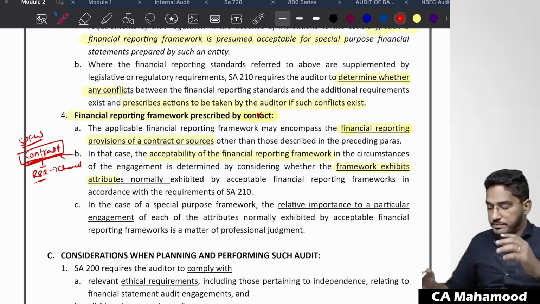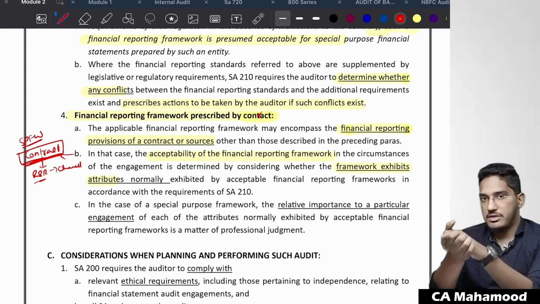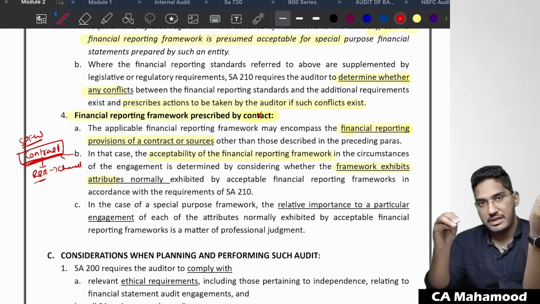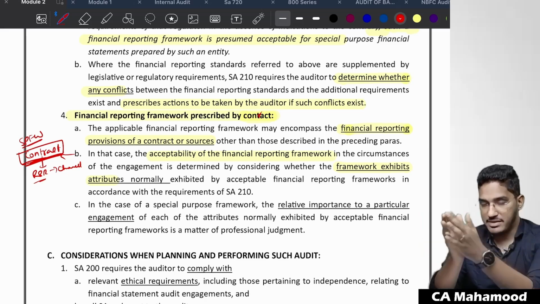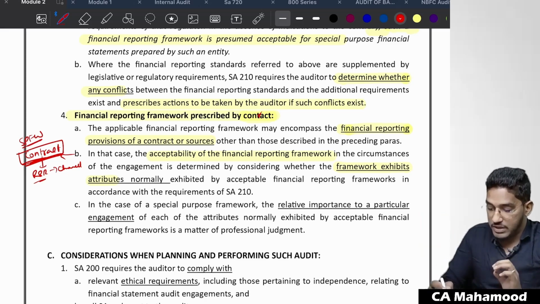Let me put it this way. Generally we expect some characteristics to be there in the applicable financial reporting framework. If those characteristics are also there in the financial reporting framework given in the contract, then we can deem it as acceptable. The same thing they say here. Once again, I am reading it for the sake of your convenience.